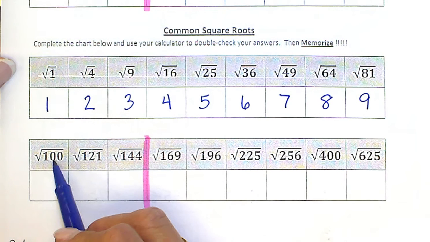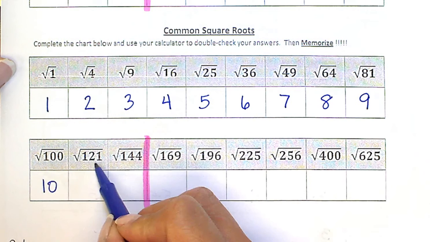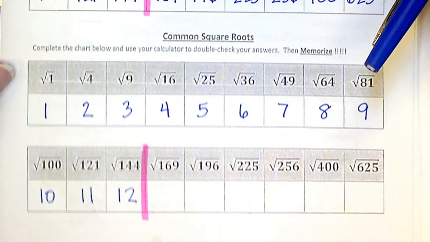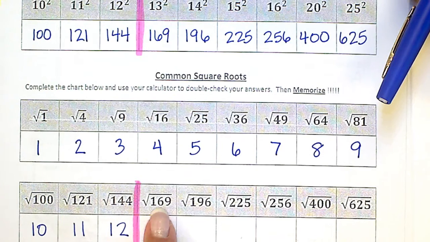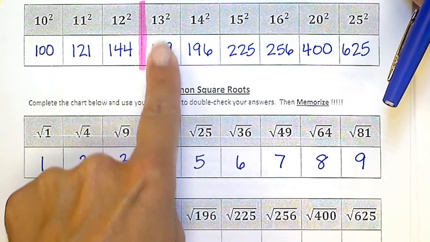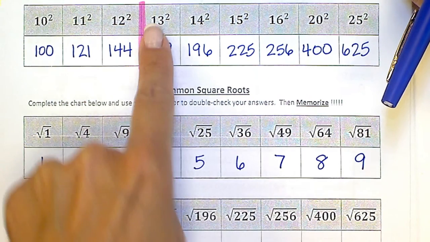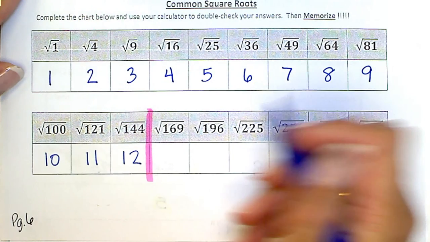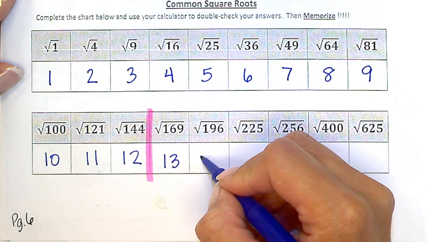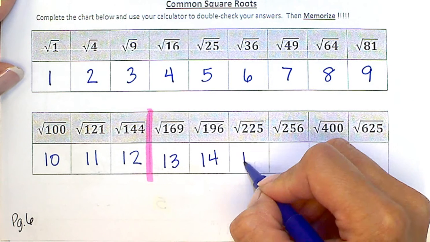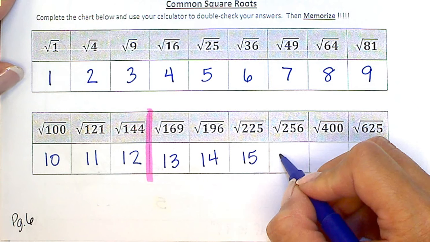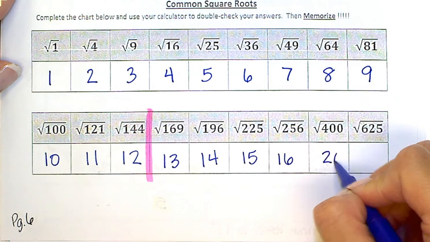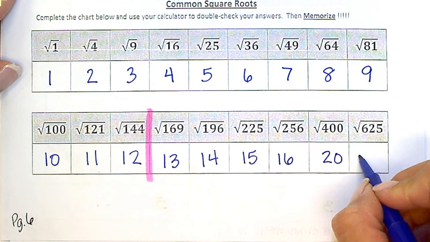The square root of 100 is 10, 121 is 11, and 144 is 12. Now again, you can look up here, and the square root of 169 was the answer to 13 squared. So you can also reverse the chart you did up above. So the square root of 169 is 13, square root of 196 is 14, 225 is 15, square root of 256 is 16. Now be careful, the next one's not 17, it is 20, and the square root of 625 is 25.